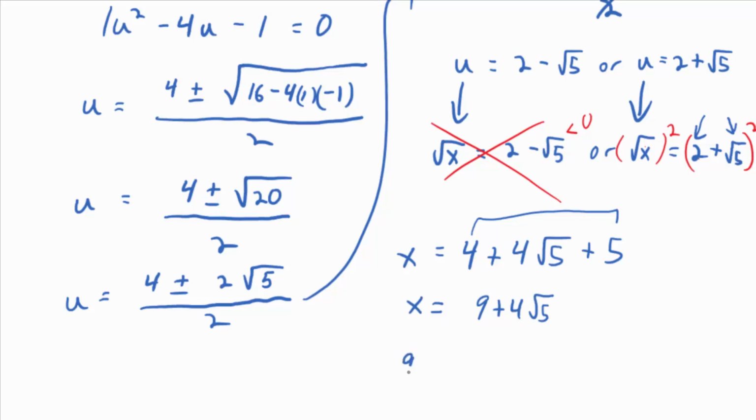And so the x-intercept would be 9 plus 4 root 5 comma 0, wouldn't it? That would be the x-intercept. All right, I'm 1 minute late, darn it. But that's it.